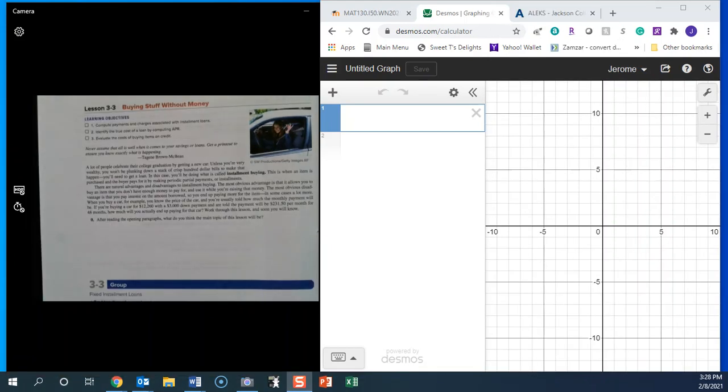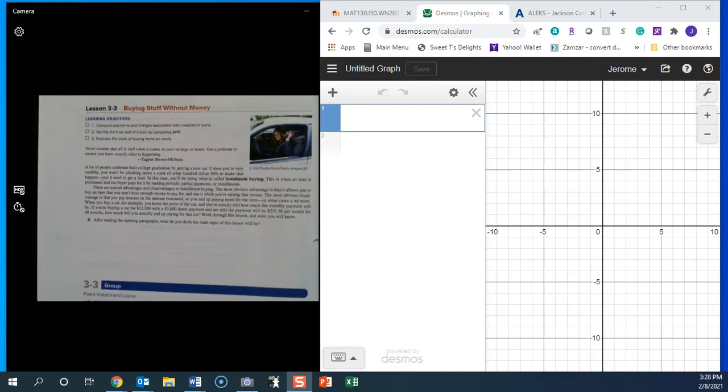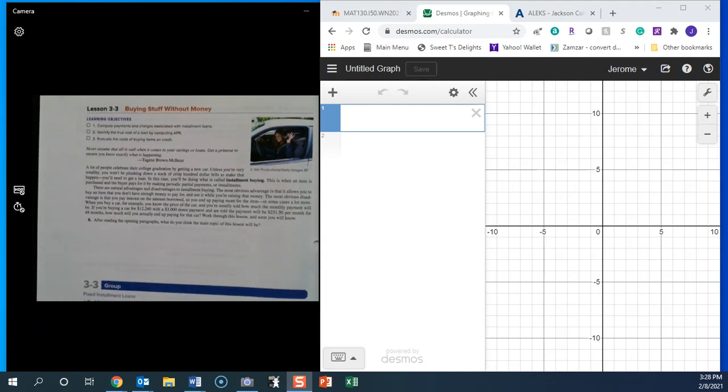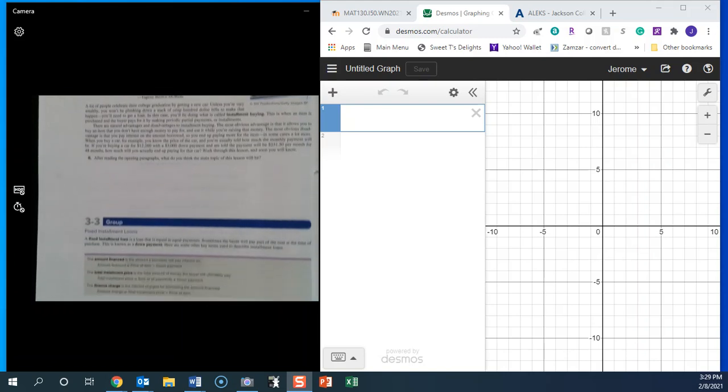Okay, class, we're about to start lesson 3.3, which is on page 233, and the title of it is Buying Stuff Without Money. Learning objectives: to compute payments and charges associated with installment loans, to identify the true cost of a loan by computing APR, and number 3, evaluate the cost of buying items on credit. All right, so we're going to go down here to the bottom.